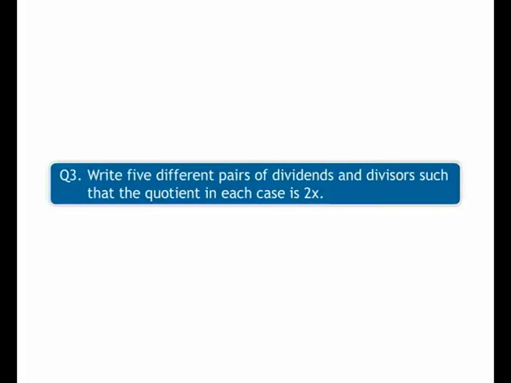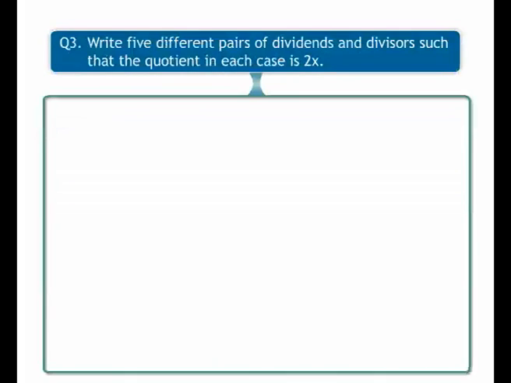Along with this, it is also necessary to find divisors whose degree is less than that of the dividend by 1. Therefore, we can easily say that 8x raised to 5 divided by 4x raised to 4 will be equal to 2x raised to 5 minus 4, which is equal to 2x raised to 1, which is equal to 2x.